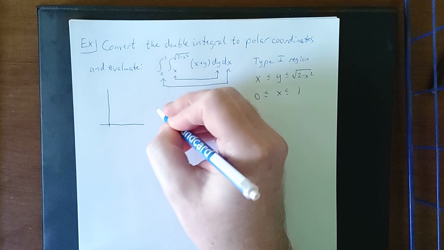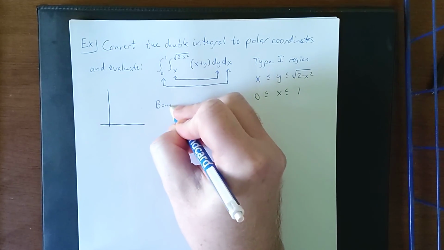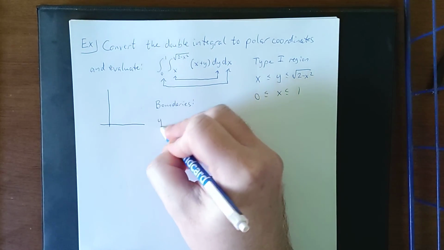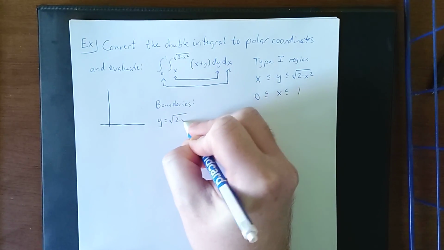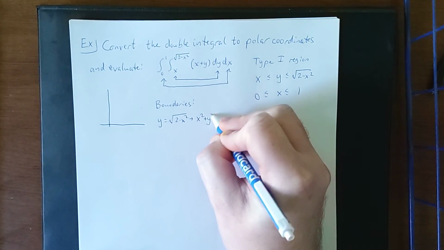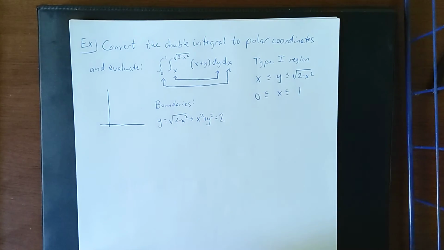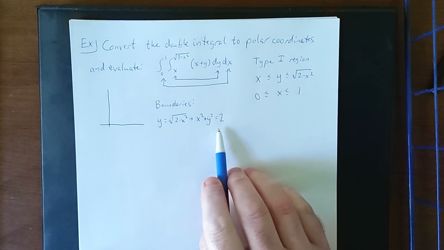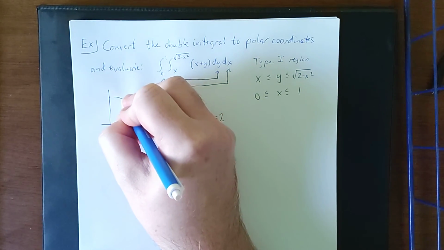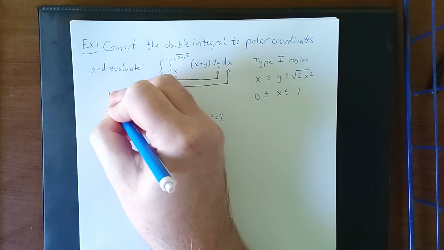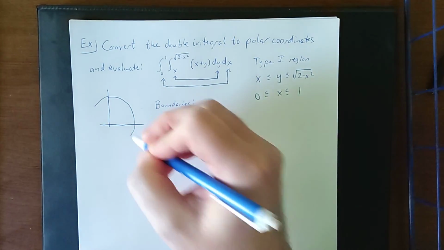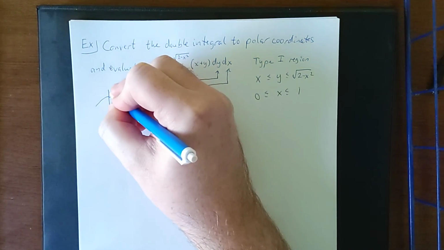So first off, let's do boundaries. It's important to respect your boundaries. We have y is equal to the square root of 2 minus x squared, and a little bit of algebraic manipulation lets us know that that is equivalent to x squared plus y squared is equal to 2. That would be a circle centered at the origin with a radius of the square root of 2. So we'll draw it in the other regions, even though we're definitely not going to need those regions. So square root of 2 here, square root of 2 here.